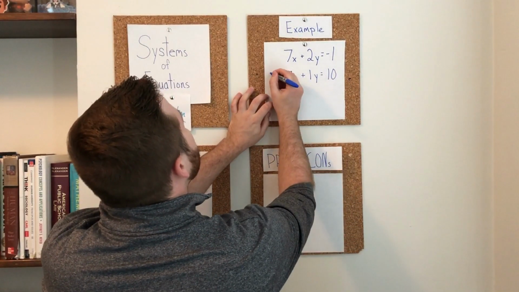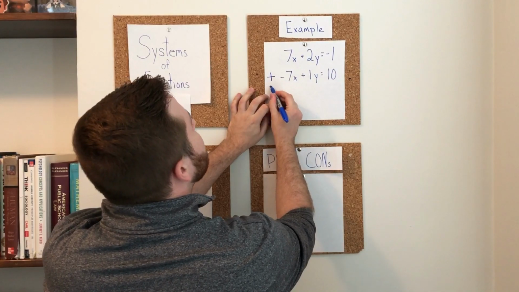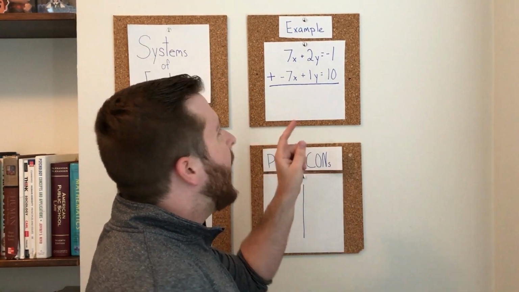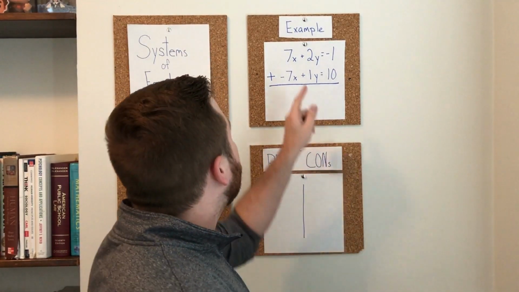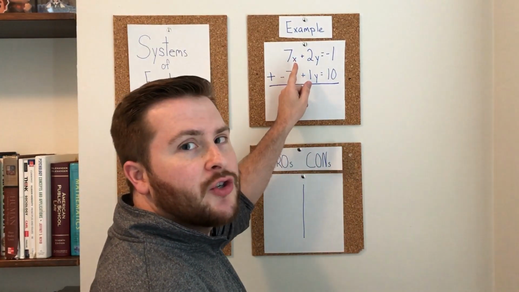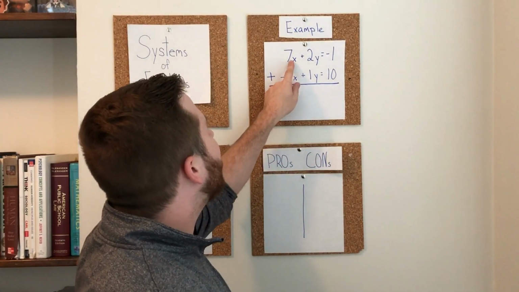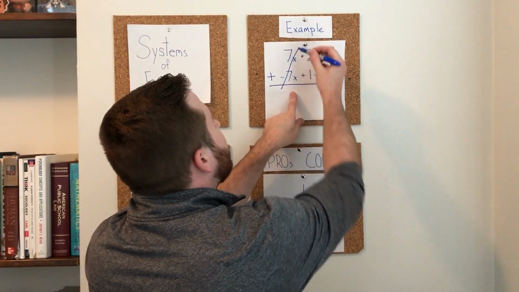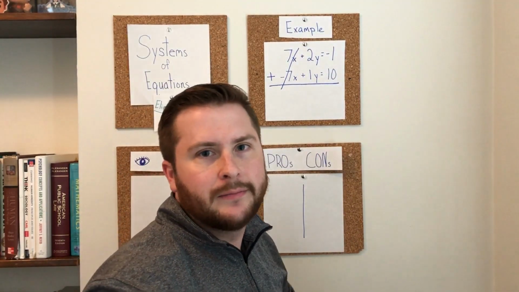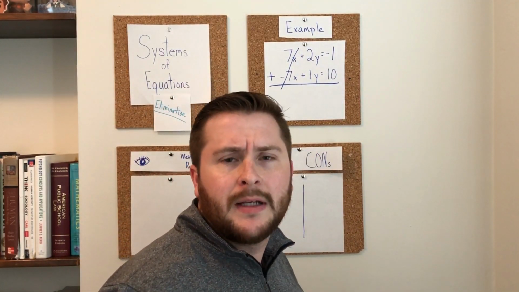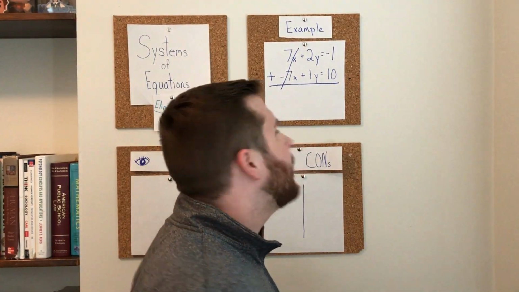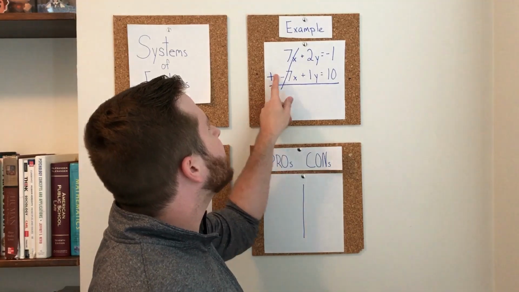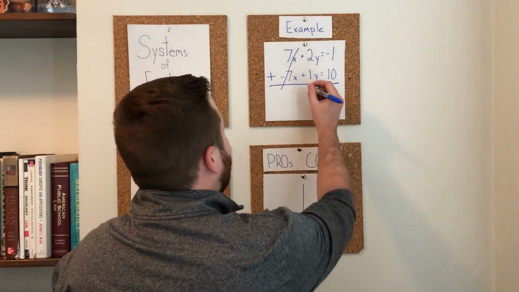I want you to put a big old plus sign like this, and we're going to turn this into a huge addition problem. Every time you get to a term, you're going to treat it like it's its own problem. So 7x plus -7x gives us 0. It's eliminated. That's why we call this the combination linear elimination method. I think I just made that up. Then look at the next one. 2y plus 1y gives us 3y.